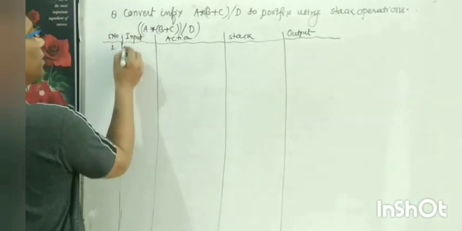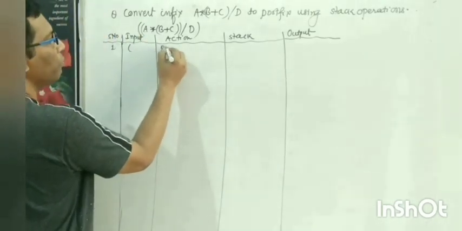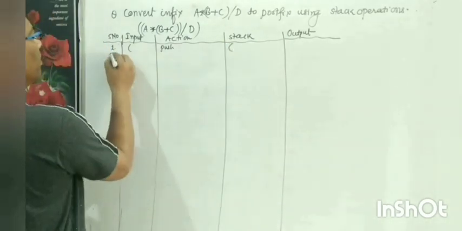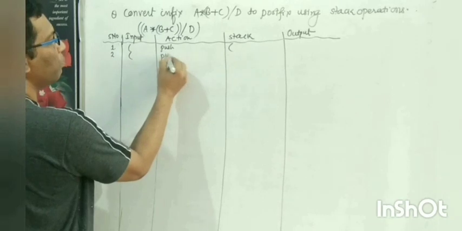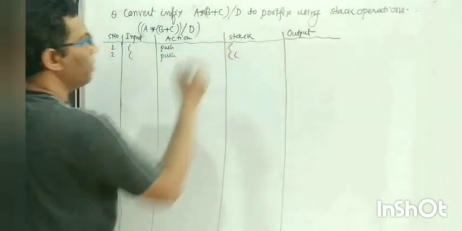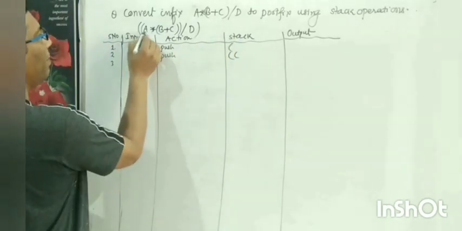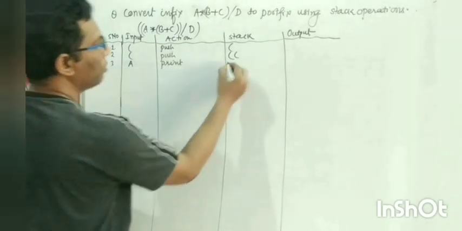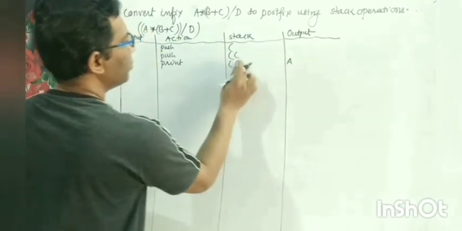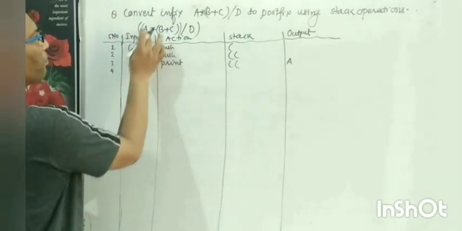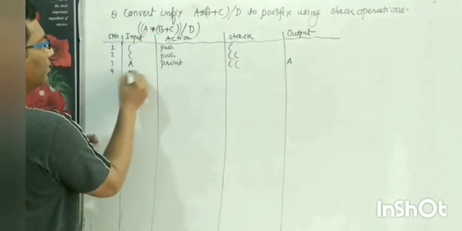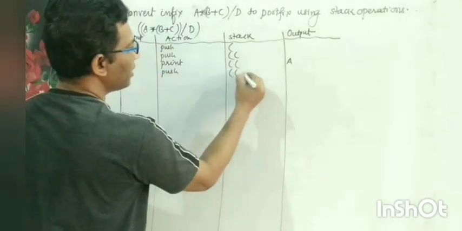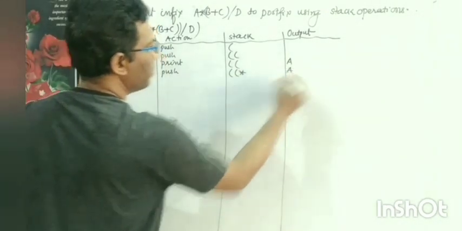So the first operator is opening bracket. So we will push it to the stack. Second is also an opening bracket. Push. We have two opening brackets. Now in third, we have A, that is a variable. So we will print it to the output. Stack remains same. In the fourth step, we have multiplication. It is an operator. So we will push it to the stack, and output remains same.